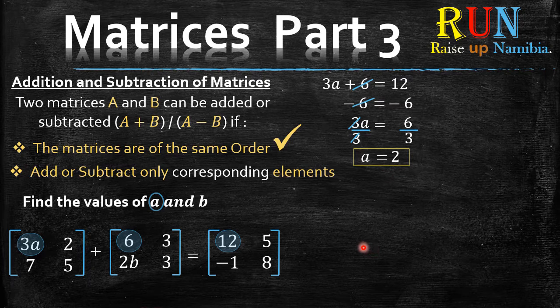Okay? So how about B? Let's quickly clean up here. So for B, where do we see B in this equation? We see it over here. Now, what are the corresponding elements of that B?